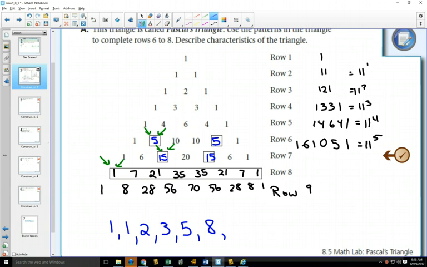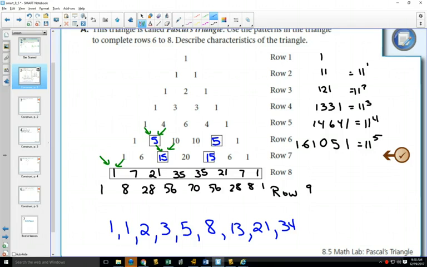What do you think the next one is? 13. Good. Now you can't answer the next one. Someone else define the next one. 21. Yes. Okay, someone else has to figure out the next one. 34. So how do you find the Fibonacci numbers? Add the last 2 to find the next one.